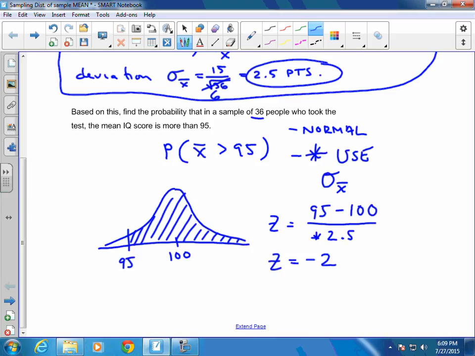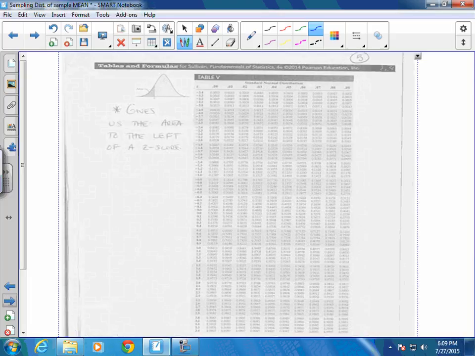So negative 2 exactly is going to be negative 2.00 in our table. We're still using table 5 there to find our areas under the curve. And this is not very clear, but remember you're going to look up a z-score by going to the ones and the tenths digit. And then up here is the hundredths digit. So we want 2.50.